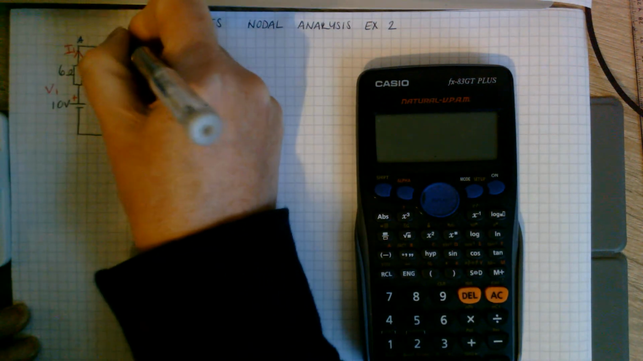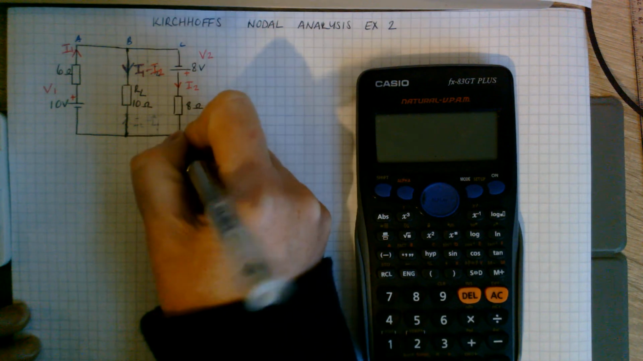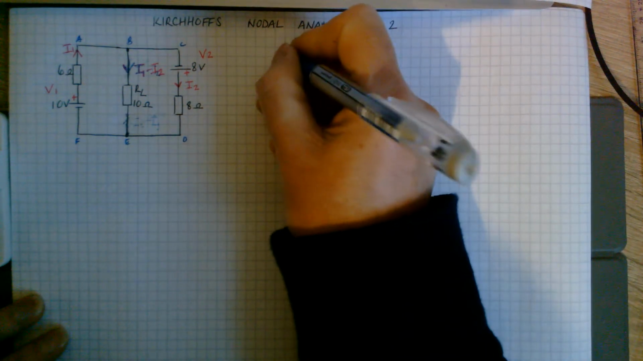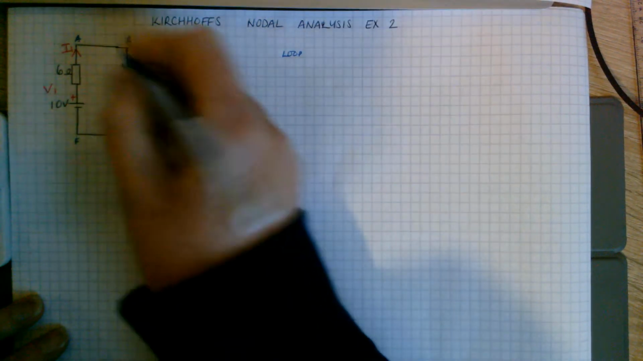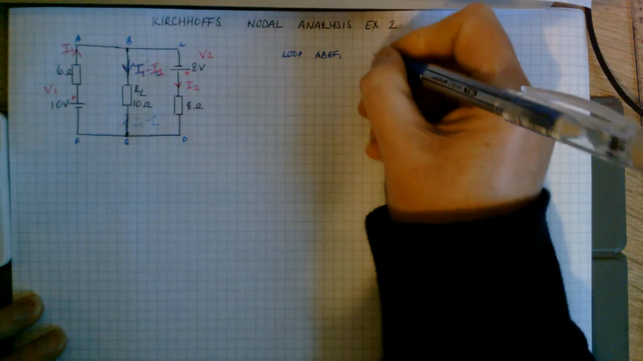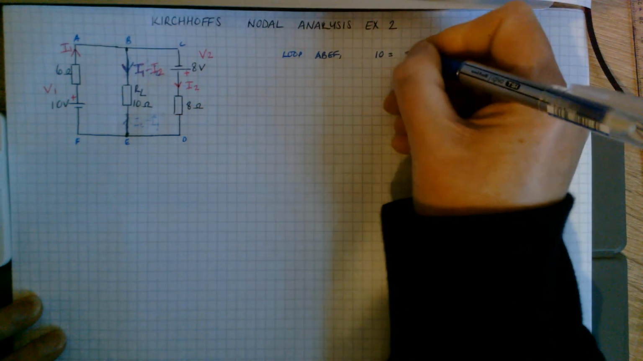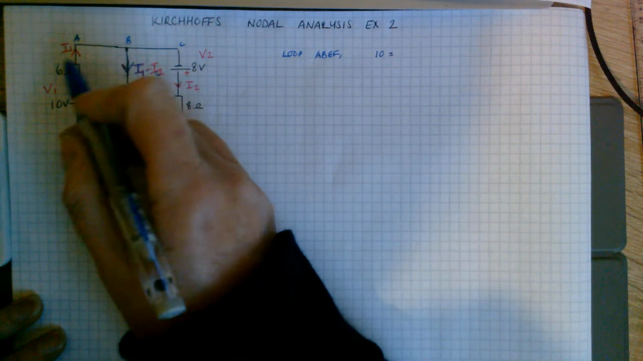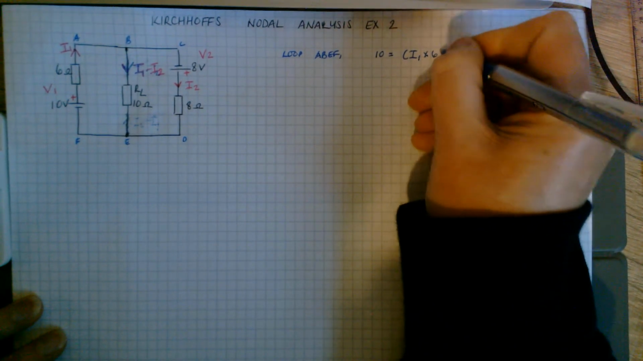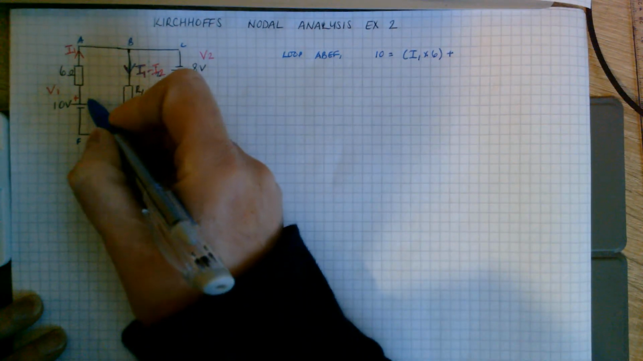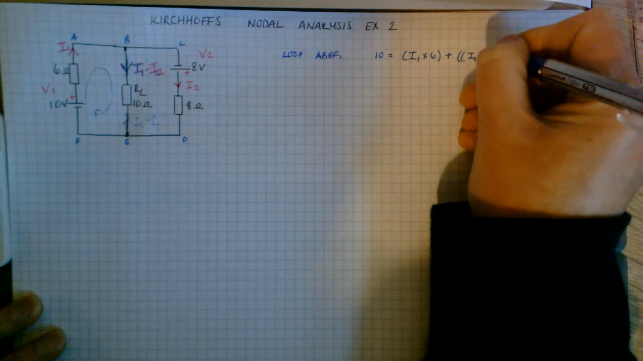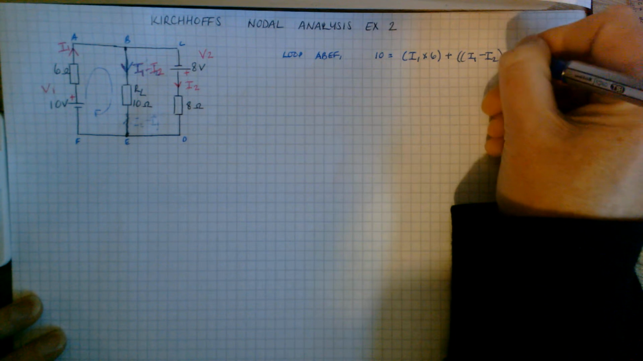So now I'm going to label my circuit and look at the voltage law part of this. I'm going to look at my first loop here, A, B, E, F. In this loop, I've got a 10 volt supply. Then V equals I times R for this one here, I1 times 6. And then going in the same direction in this loop here, V equals I times R, so it's I1 minus I2 times 10.